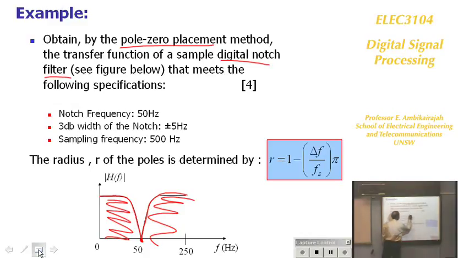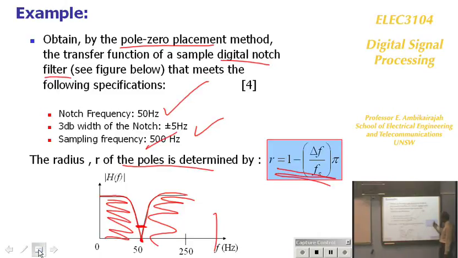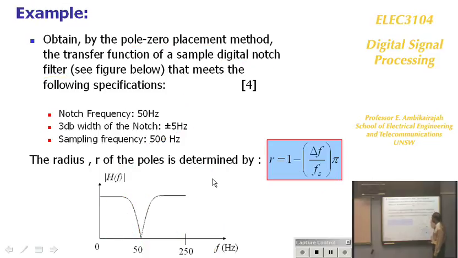How do you do that? Notch frequency is given as 50 hertz. The bandwidth, this bandwidth here, is given as 10 hertz. Sampling frequency is 500 hertz. And the radius of the poles is given by this equation. It's given to you. You can prove that as well. Maybe we should prove that later.